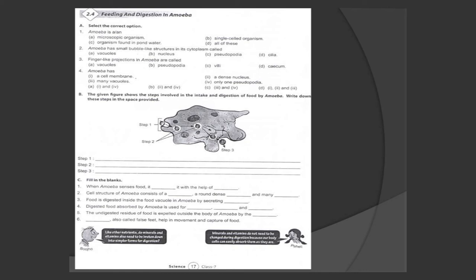Okay, so like other nutrients, do minerals and vitamins also need to be broken down into simpler forms for digestion? Minerals and vitamins do not need to be changed during digestion because our body cells can easily absorb them as they are. Are you clear? I hope you are able to follow this.